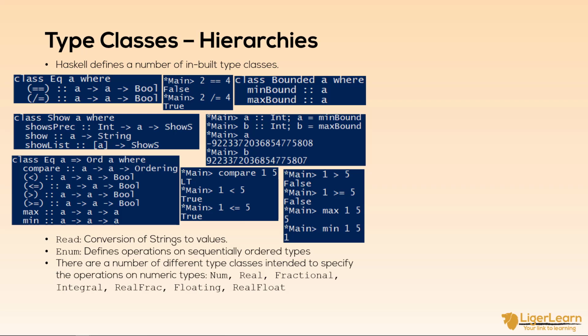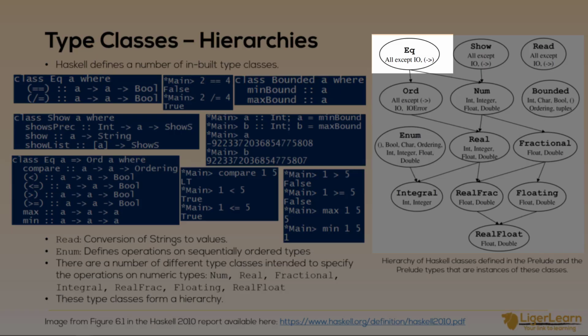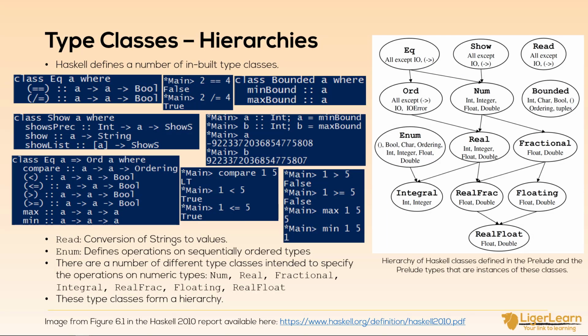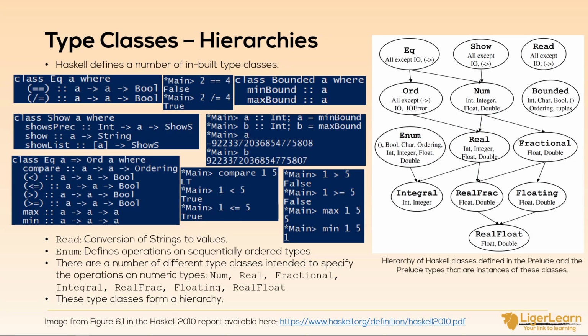There are also a number of different type classes which are defined to represent the different operations for different numeric types. All of these type classes form a hierarchy which is visible in the image on the right. For each type class in the prelude, you can see which types in the prelude define an instance. So for example, for the Eq type class, all of the types defined in the prelude have an instance for it, except for the IO type and this weird type with the arrow. Just ignore that weird type for now. For the Num type class, the Int, Integer, Float and Double types define an instance. We can also see the hierarchy quite clearly by following the arrows.